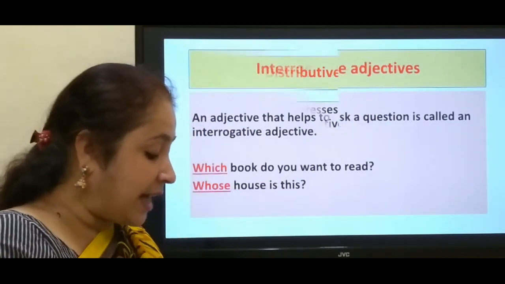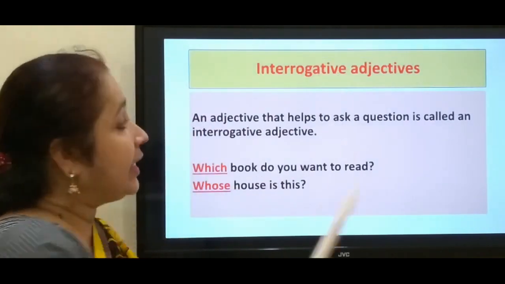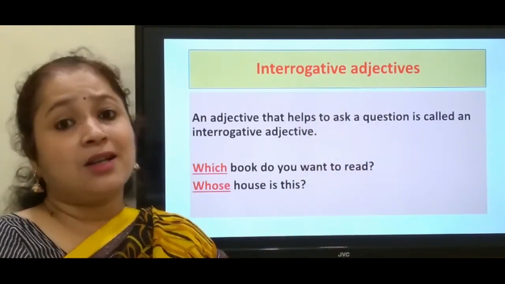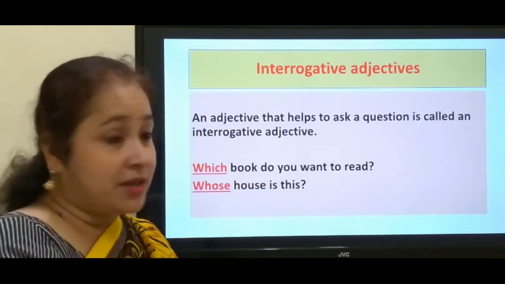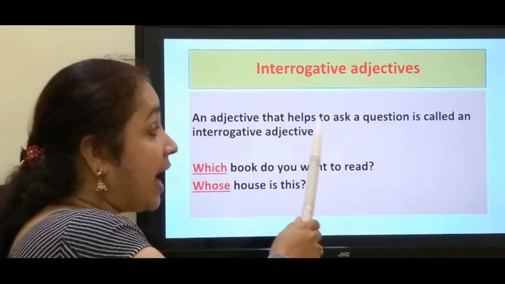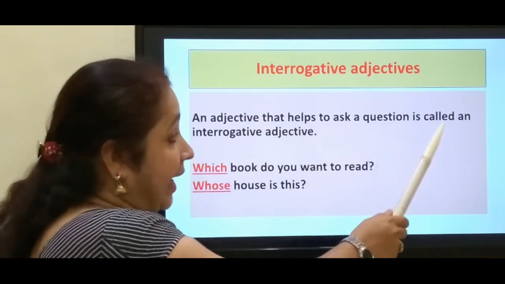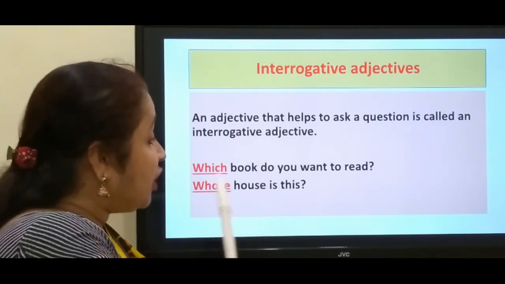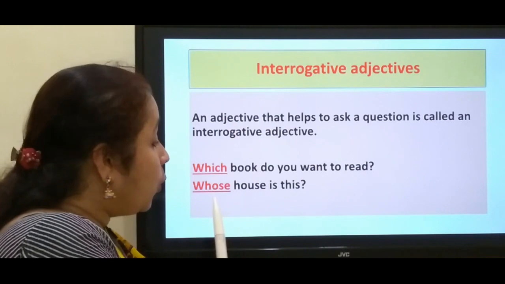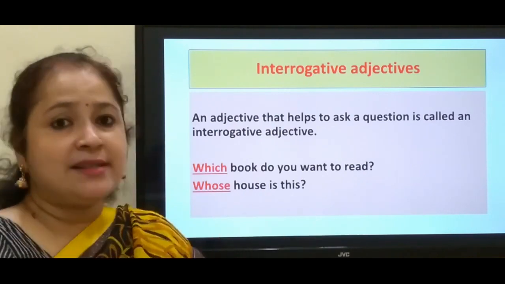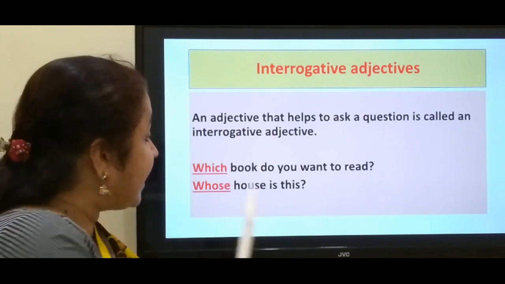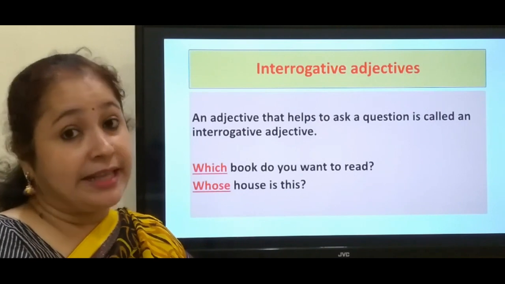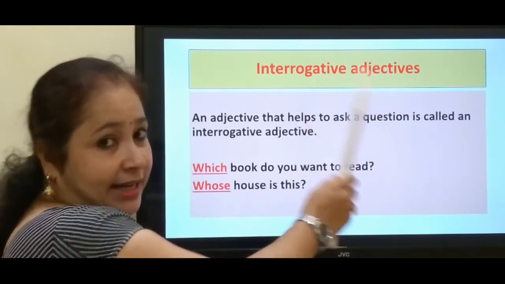Now come to the next type of adjectives, and they are interrogative adjectives. What does interrogative mean? To ask a question. So as its name suggests, an adjective that helps to ask a question is called an interrogative adjective. For example, which book do you want to read? Whose house is this? Here students, I would like to tell you one thing. If these interrogative words are followed by nouns, only then they are called interrogative adjectives.